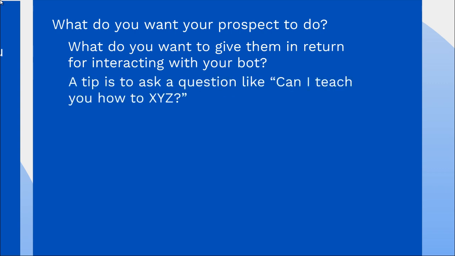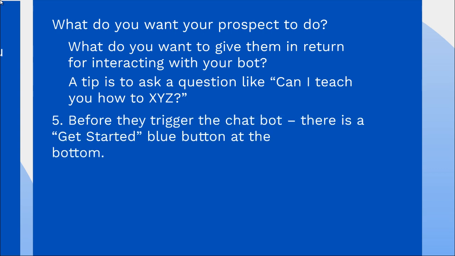Now, a tip that we found that works really well is by asking questions. As somebody is staring at your bot and they see a question being asked towards them that is related to what they're interested in, for example, something like, can I teach you how to XYZ? Can I help do this for you? Can I help you? Can I help answer your questions? How can I help you? Now, you're only going to know this question if you've surveyed your prospects and your customers and figured out what exactly they want. Now, adding on top of that moves on to number 5.